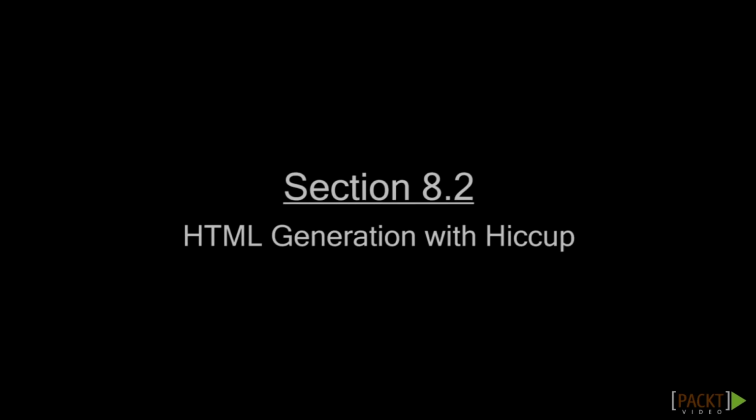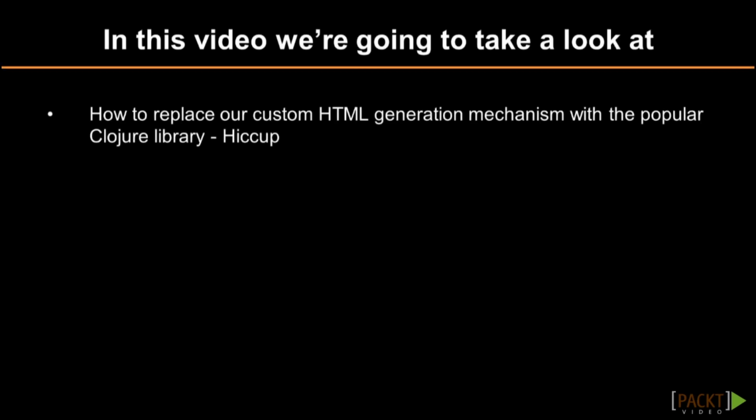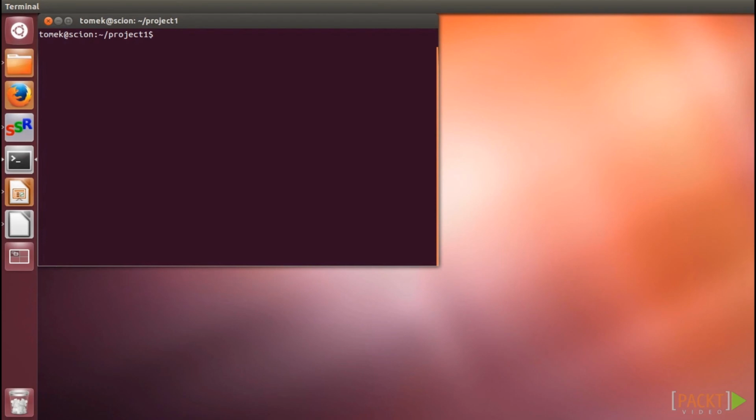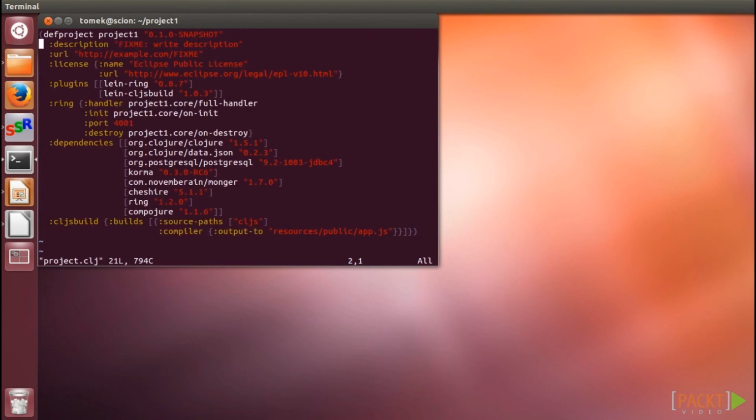In this video, we will replace our custom HTML generation mechanism with the popular Clojure library, Hiccup. The problem of generating HTML code is as old as web applications themselves. We have approached it in the earlier sections and built a simple mechanism. Obviously, we weren't the first ones to encounter the problem, so we can use the Hiccup library to generate HTML instead. The first thing we need to do is add a Hiccup dependency to our project.